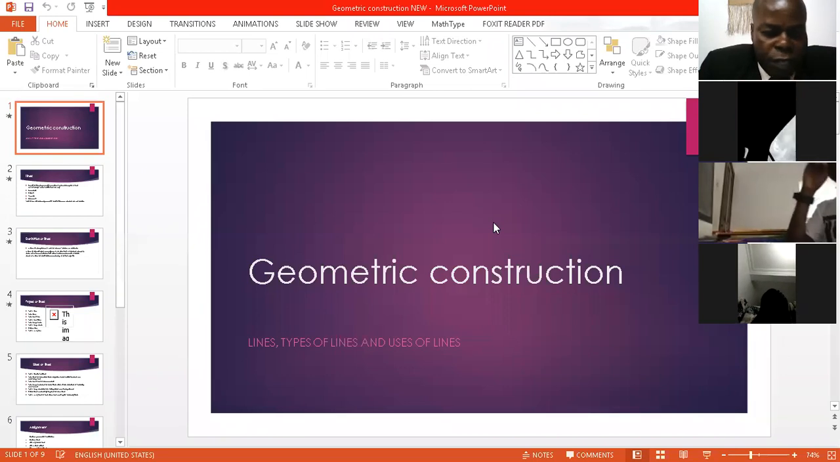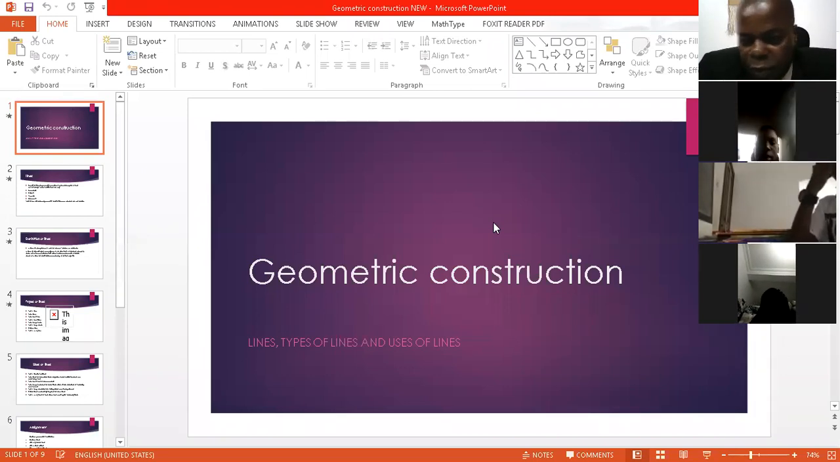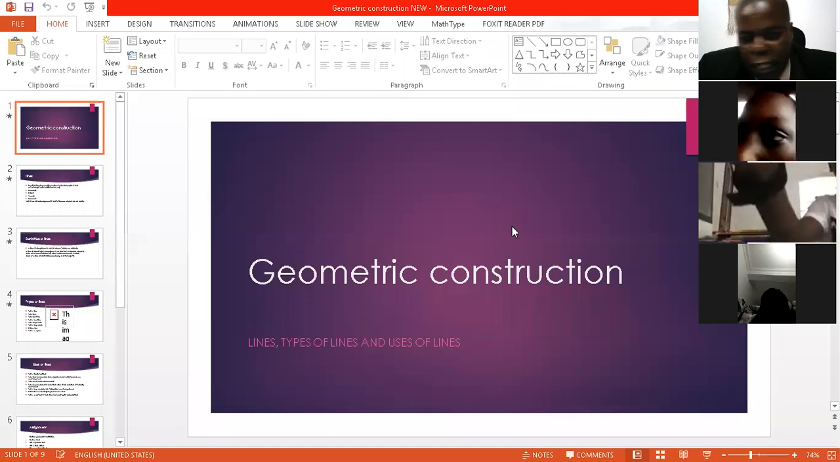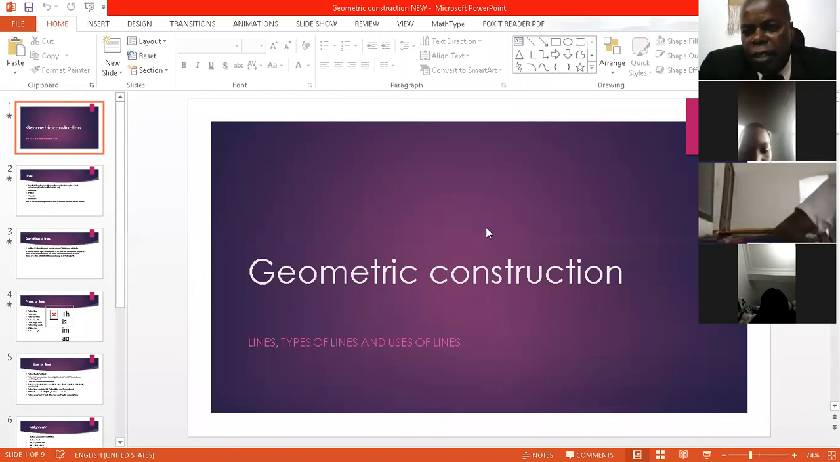Now, for today, we are going to start with geometric construction. Today's topic is geometric construction. Please just type in yes if you can see the slide. Can you see the slide? Just type in yes. Oh, good. Great. Geometric construction.